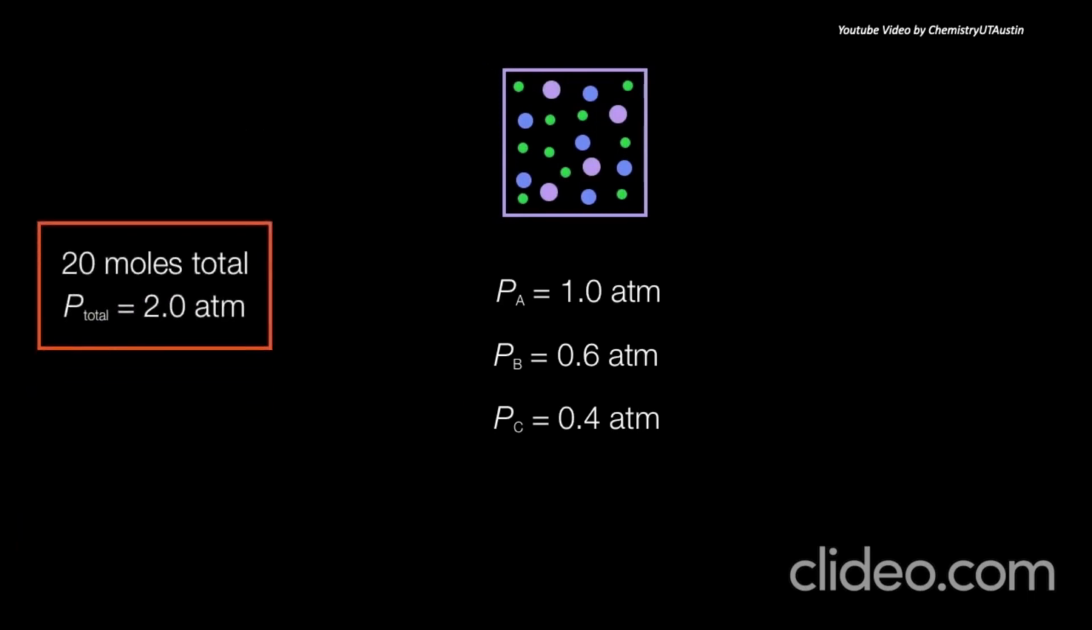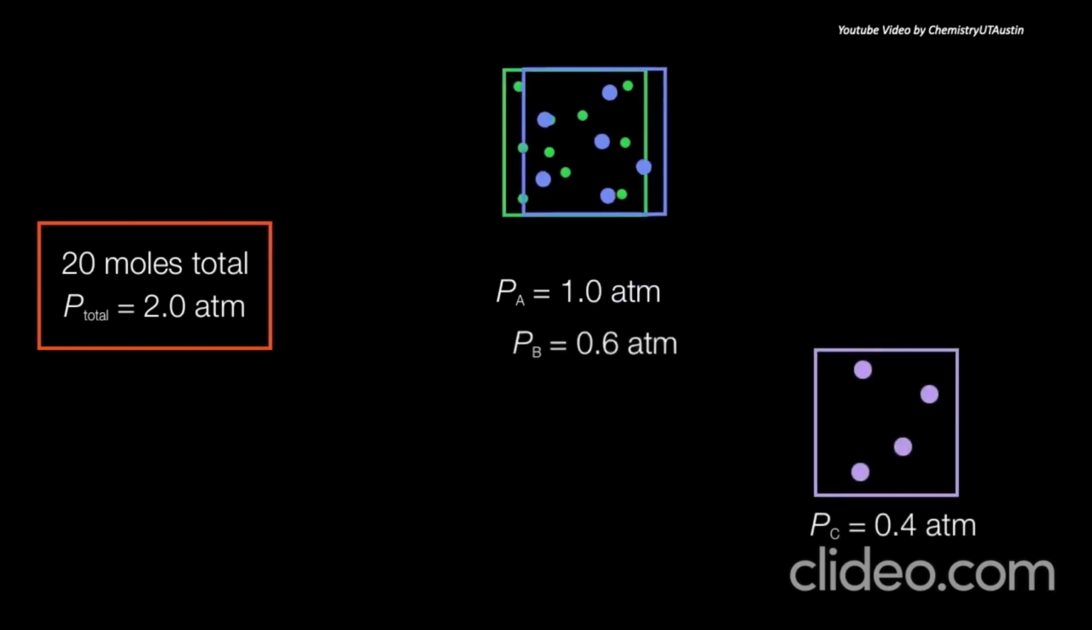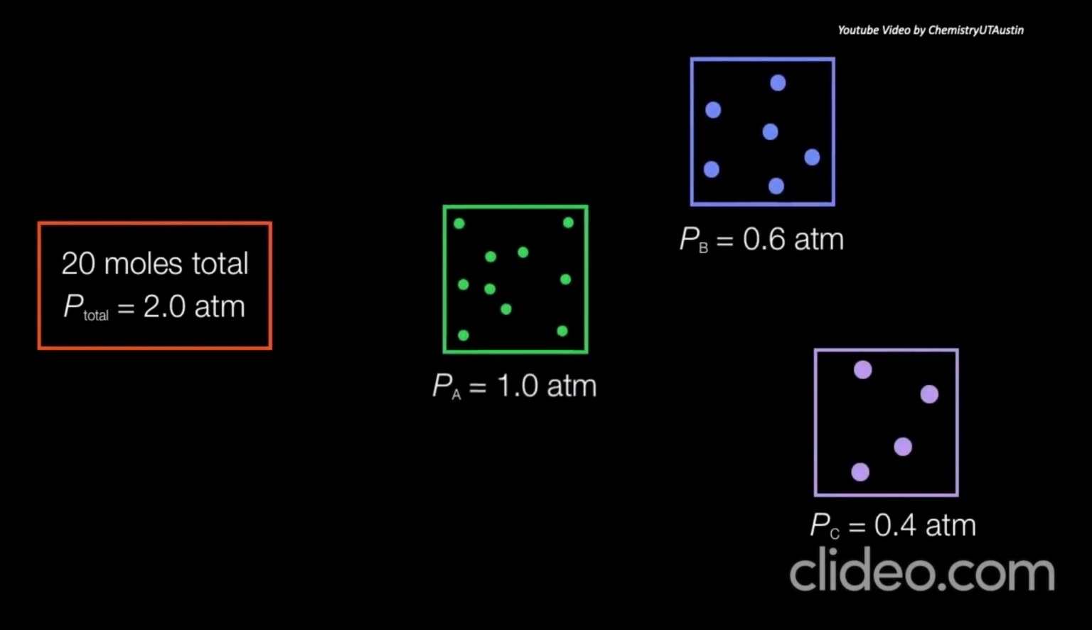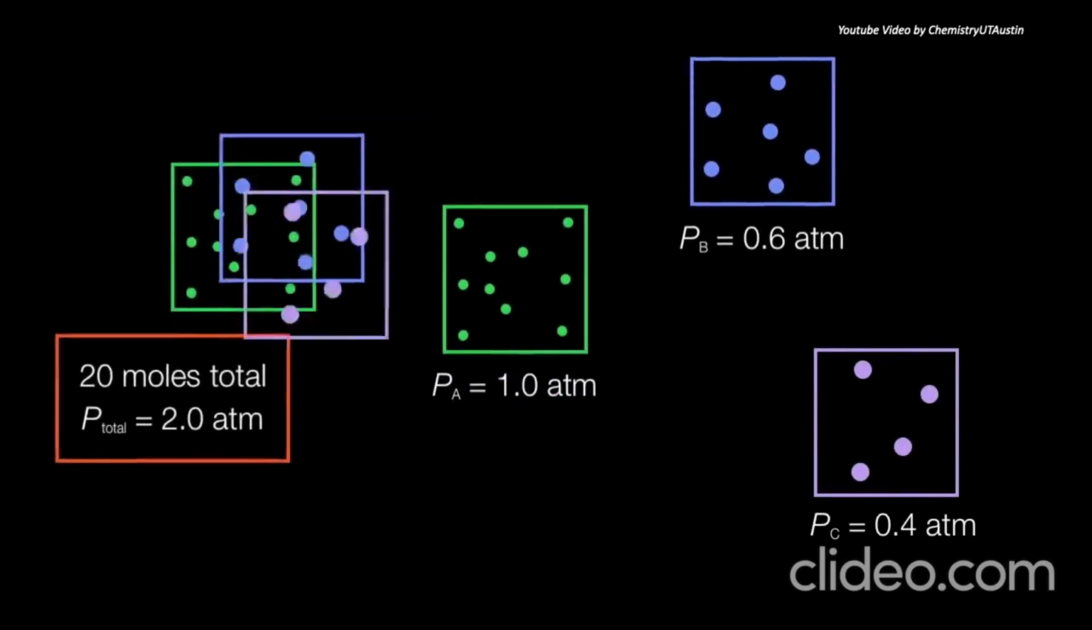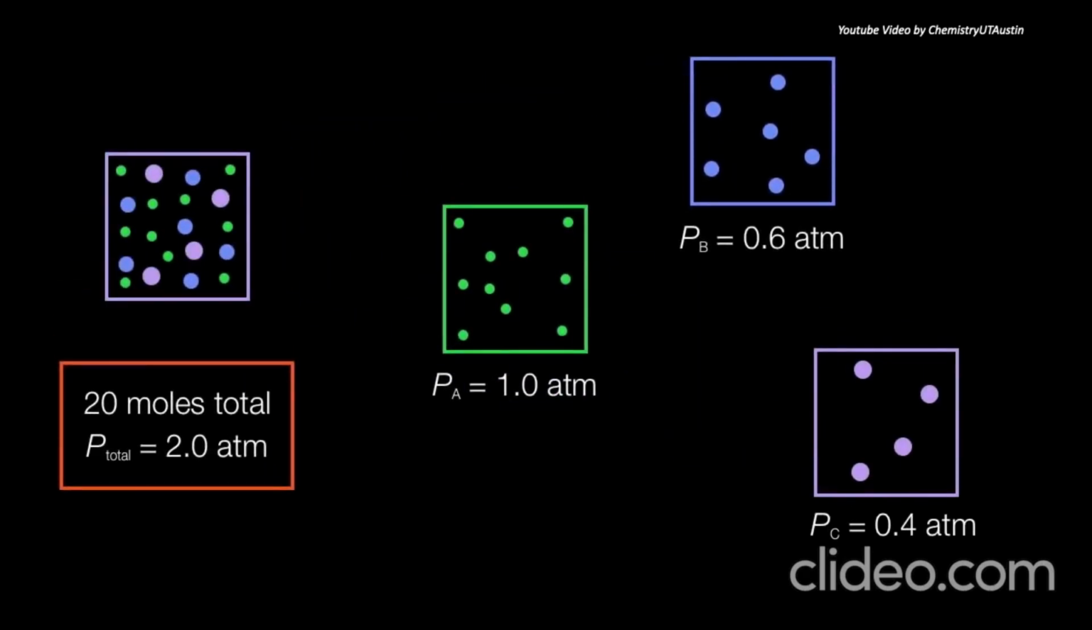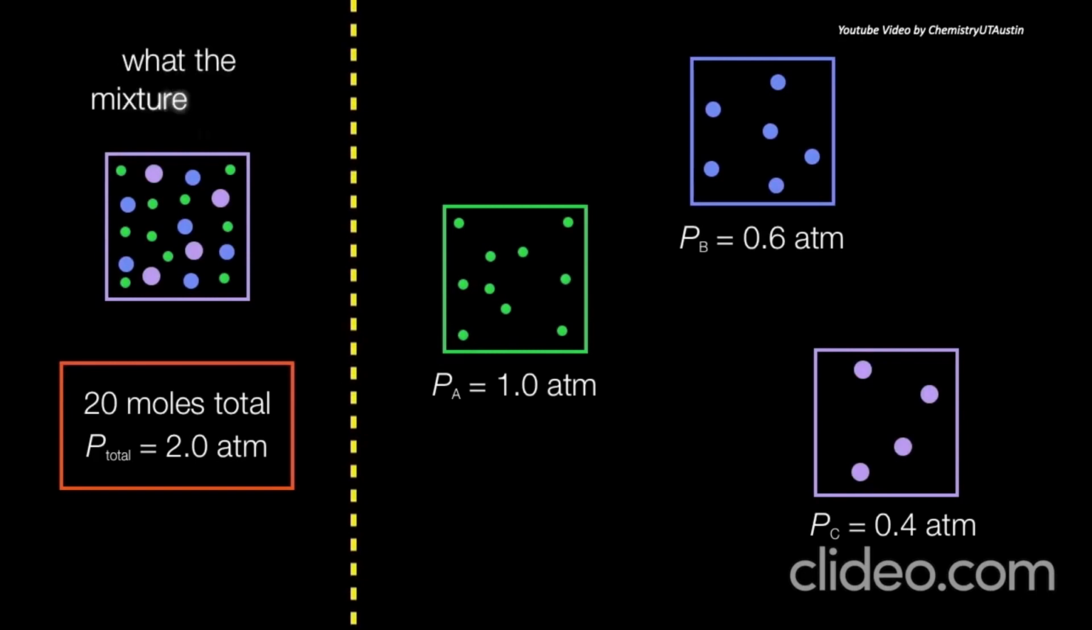To summarize, we've got 20 moles total and 2 atmospheres of pressure. You need to remember the ideal gas law does not care what kind of gases you have. Now I'm splitting things back out on the right to show you the separate containers, and I'm also showing you the mixture. I'm going to put a dividing line here to show the 2 different ways we think. On the left is what the mixture holds. We just count the number of moles. We don't care what they are.